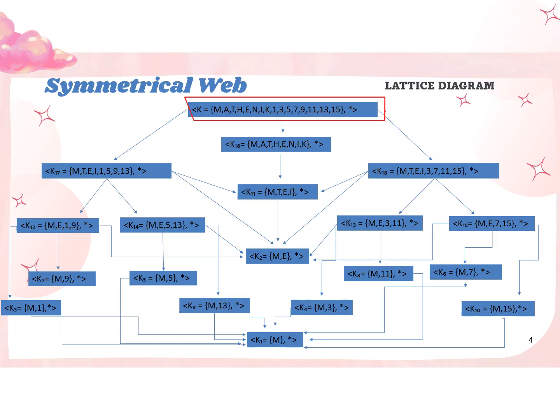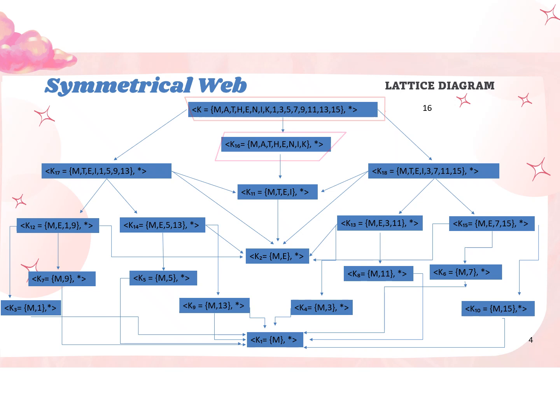We have here the K sub 1 containing the elements M, A, T, H, E, N, I, K, 1, 3, 5, 7, 9, 11, 13, 15 under the binary operation. So we have only one subgroup containing 16 elements. Now let us proceed to K sub 16 containing the elements M, A, T, H, E, N, I, K under the binary operation.